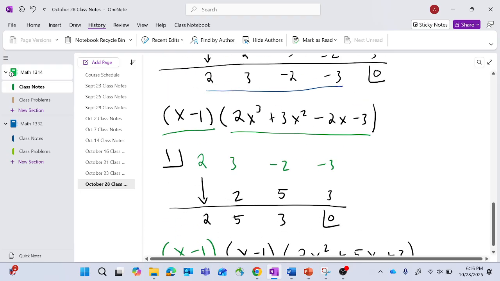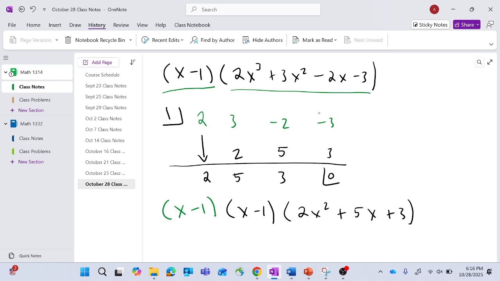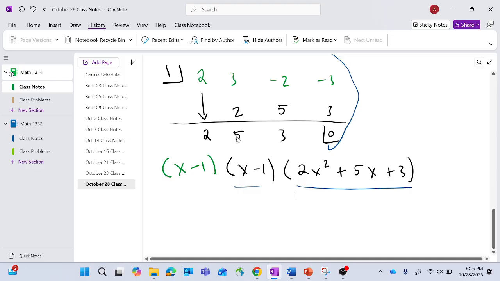So I'm going to divide just this second parentheses, and when you divide it by x minus 1 you get 2x squared plus 5x plus 3. So that 2x cubed plus 3x squared minus 2x minus 3 breaks down to these two parentheses. Because we only divide that second parentheses, the original x minus 1 stays. We have a new x minus 1 from what we just divided by, and 2x squared plus 5x plus 3 from the quotient.